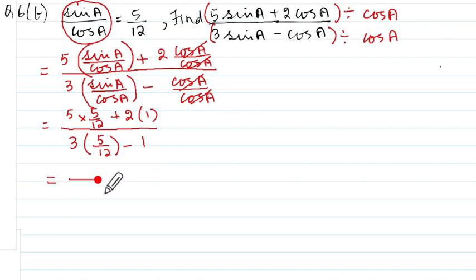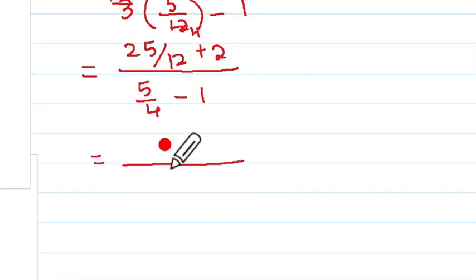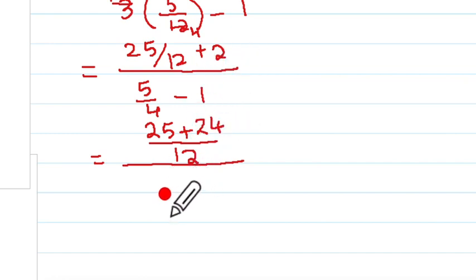So that gives us, in the numerator, 25 upon 12 plus 2. And here we will have 3 ones and 3 fours, so we'll have 5 upon 4 minus 1. Now we have to take LCM in the numerator. So we'll have 12 as the LCM here. So we'll have 25 plus this 12 twos is 24. And here again you'll take LCM and that will give us 5 minus 4.